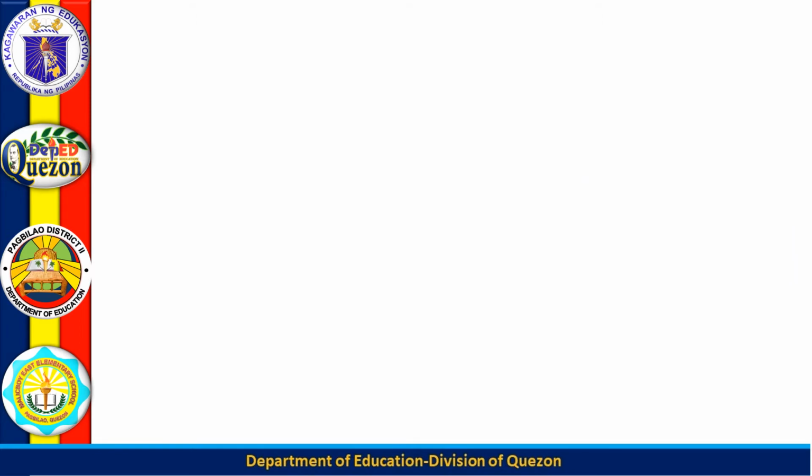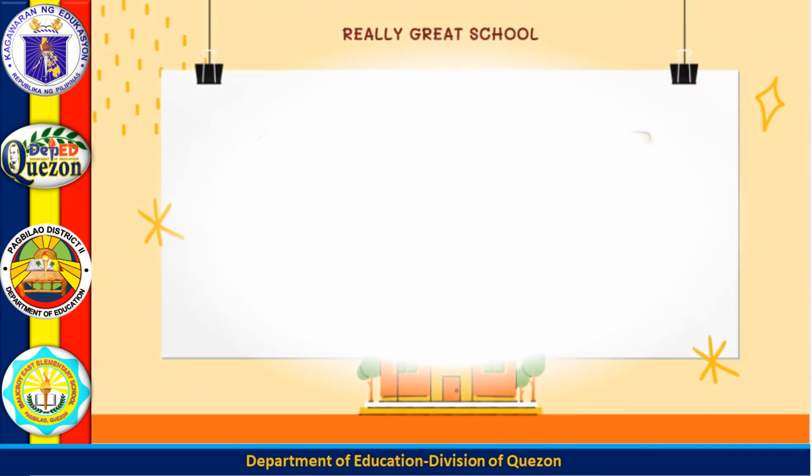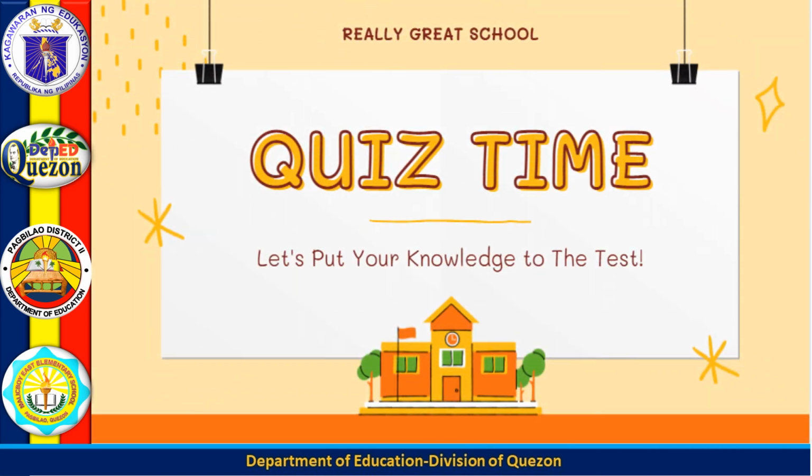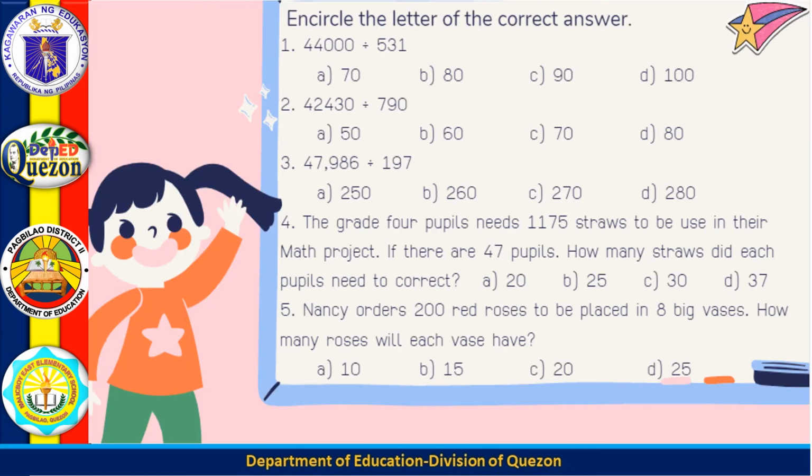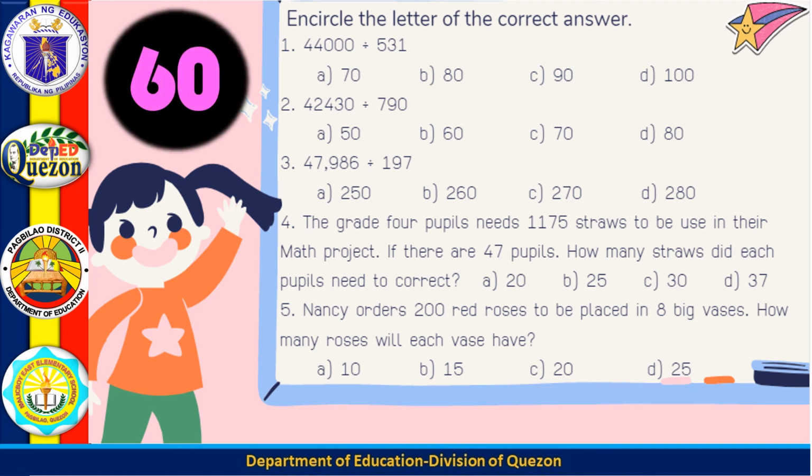Let us see if you understand our lesson for today. It's quiz time. Let's put your knowledge to the test. Encircle the letter of the correct answer. I'll give you 1 minute to answer these 5 questions, and we will answer them afterwards. Your time starts now.